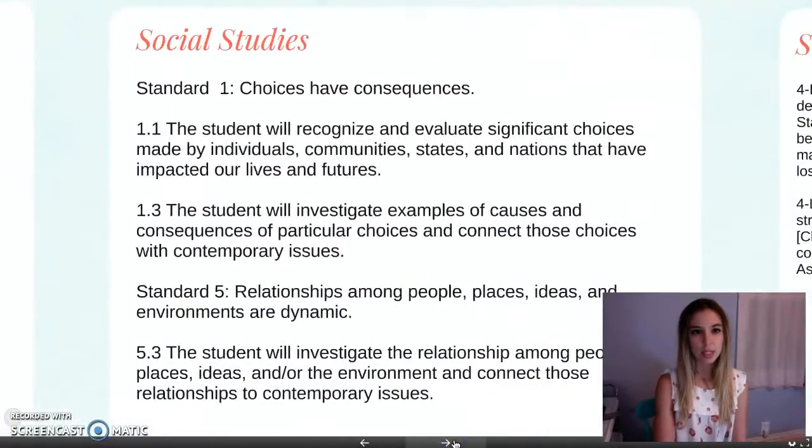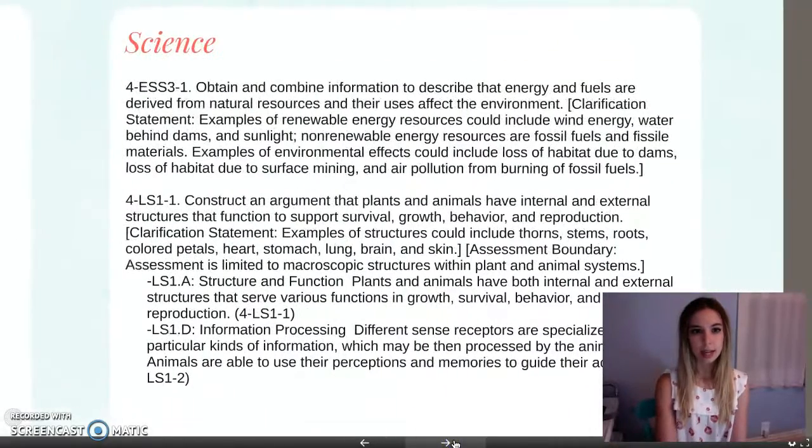So, social studies, I felt that choices have consequences and relationships among people, places, and ideas and environments are dynamic, fit very well for this. And then science, constructing an argument that plants and animals have internal and external structures that function to support survival, growth, behavior, and reproduction. This will be really important in the first week because they will be learning about the anatomy of the bee's life cycle and their pollination and home. So all of that will be important for accomplishing this standard.